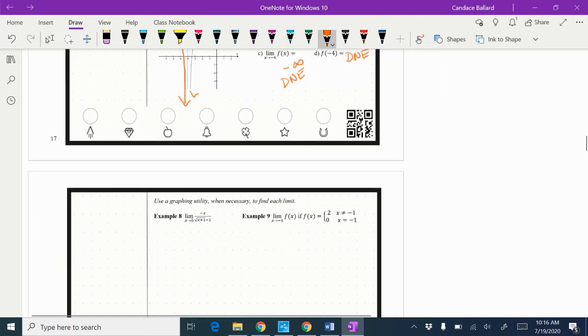Okay, let's take a look at example 8. All right, so in example 8, we're going to flip to our calculator. Basically, what you're going to do to show me that you've done this is draw a graph and make a table. That's going to be your proof to me that you actually put this in your calculator and did the work. I'm going to show most of it on the calculator here. All right, so let me get to Desmos here.